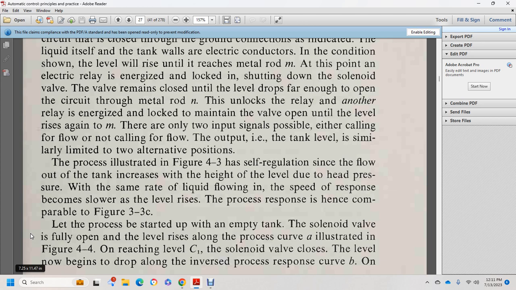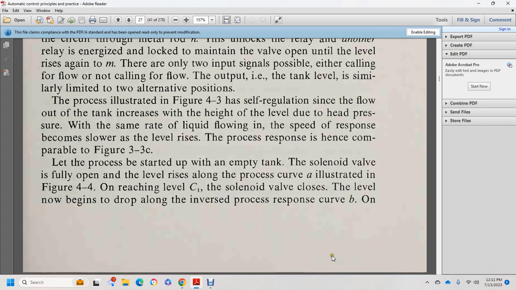The process response is comparable to figure 3.3c. With the starting point at the empty tank and the solenoid valve fully open, the level rises along the process curve A illustrated in figure 4.4, until it reaches C1. At change 1, the solenoid valve closes and the level will now begin to drop along the inverse process response curve B.